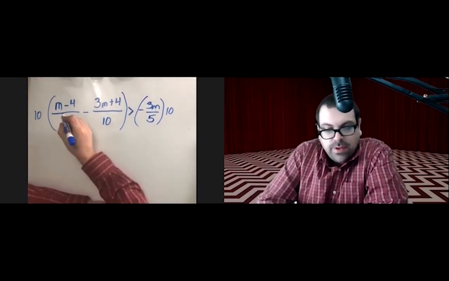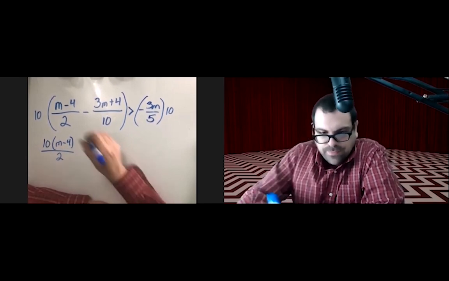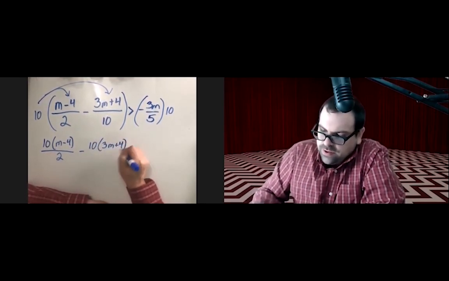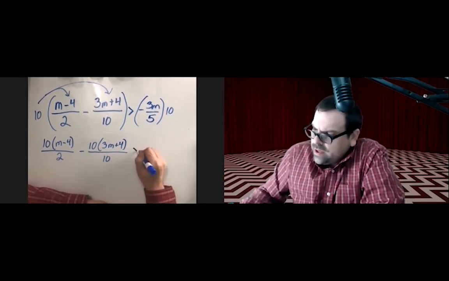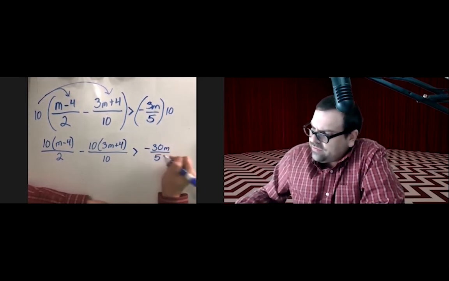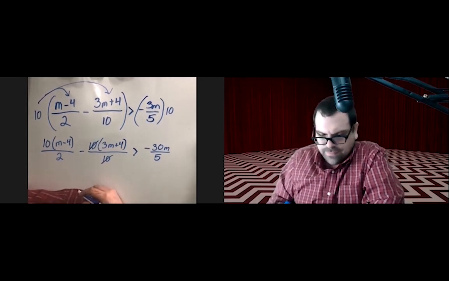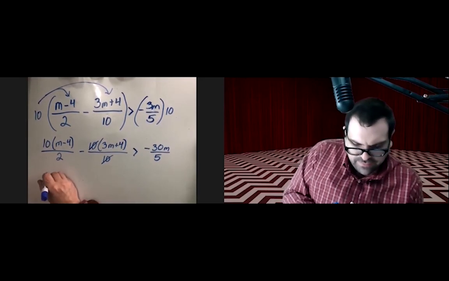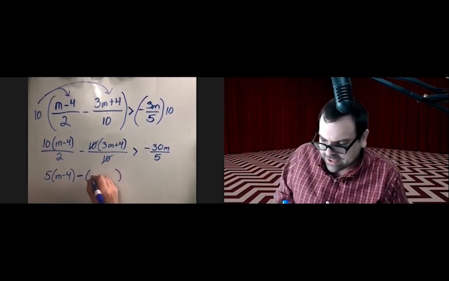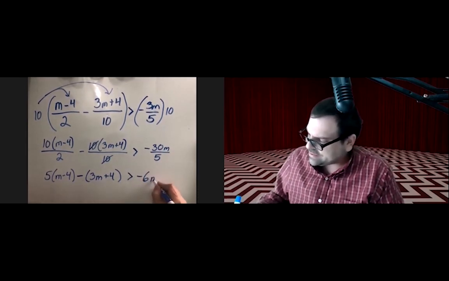So this would be 10 times m minus 4 all over 2 minus 10 times 3m plus 4 over 10 is greater than, this is going to be negative 3 times 10, negative 30m over 5. The 10s cancel there. Here, 10 over 2 is 5 of these m minus 4s. And we're subtracting, in parentheses, the entire 3m plus 4. And then negative 30 divided by 5 is negative 6m.